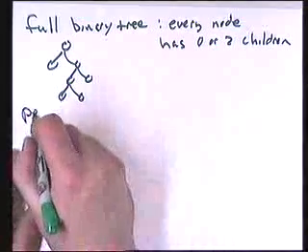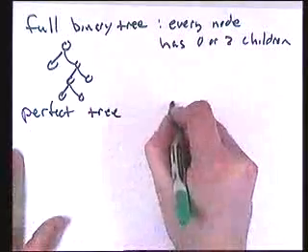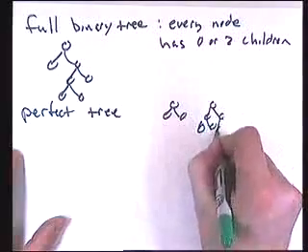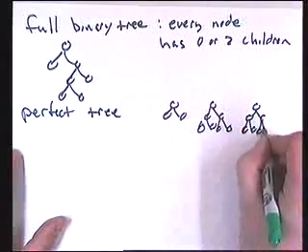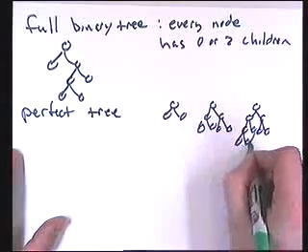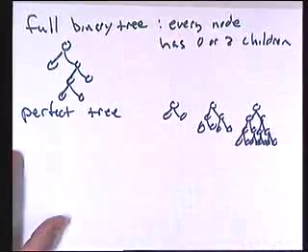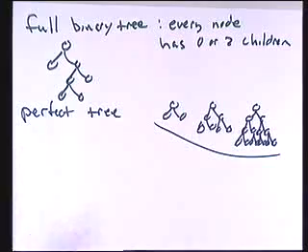We also have the idea of a perfect tree, and that's a tree like this, or like this, or like this, where we basically say down to a given level, we have all possible nodes. And I'm not even sure if Charles is going to be able to make that tiny diagram there.